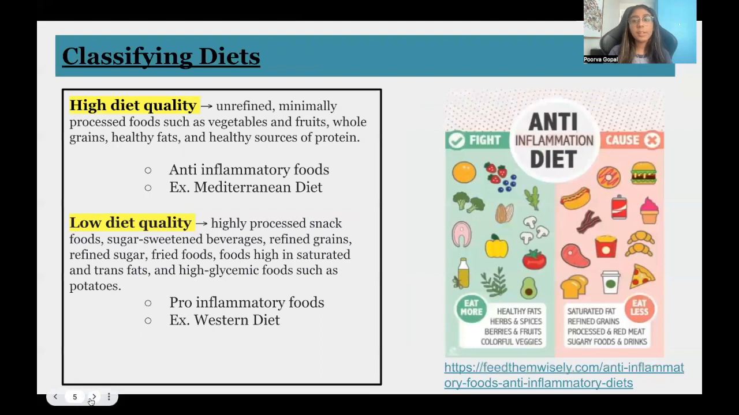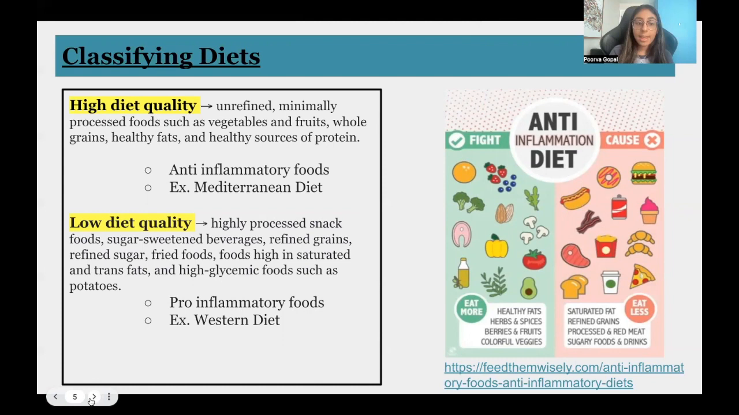Classifying diets. One cookie a day doesn't do any harm, but despite how badly we want to, having a dietary pattern that predominantly consists of junk food can be harmful to us in the long term. In order to identify which diets will be the most beneficial for IBD patients, we must know the difference between high diet quality and low diet quality. One who has a high diet quality probably consumes unrefined, minimally processed foods such as the fruits and vegetables your parents really want you to eat. And those who have a high diet quality also eat a lot of anti-inflammatory foods, which are less likely to trigger the gut. An example of a high diet quality with good dietary patterns is the Mediterranean diet.